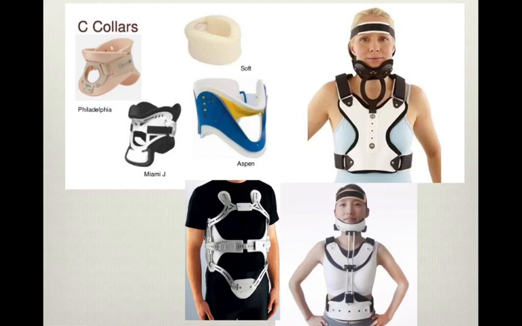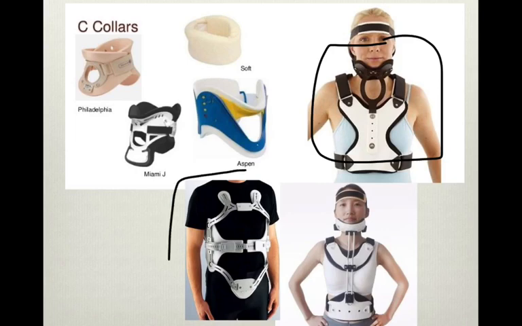Here's all the different kinds of braces, collars that you can have. A high thoracic, low cervical injury would probably get something like this. This will hold C-spine and thoracic in there. This would be for just possibly thoracic or lumbar. And then, of course, you have your cervical collars as well.